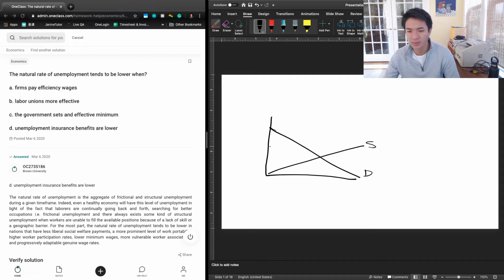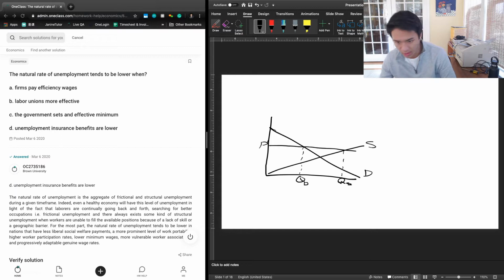When we find there to be structural unemployment is when we find there to be some reason for there to be a shortage in the labor market, right? And that's going to occur when the price is high at P1, right? And so at this level, there's quantity D demanded of labor and quantity S supplied of labor. And we can see that this quantity supplied of labor is much higher than the quantity demanded for that labor.